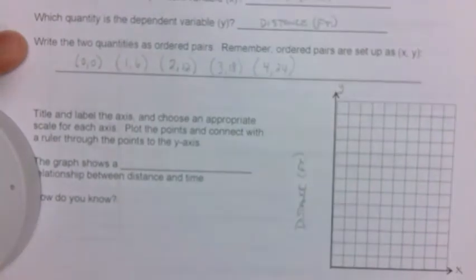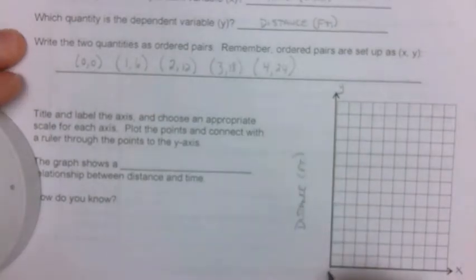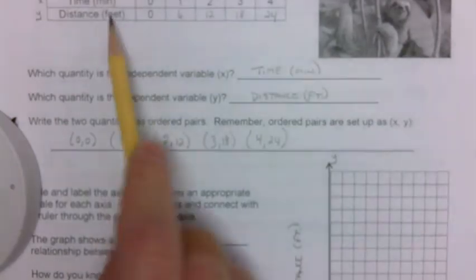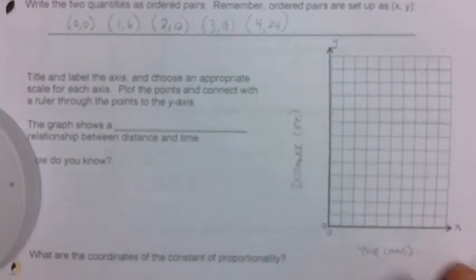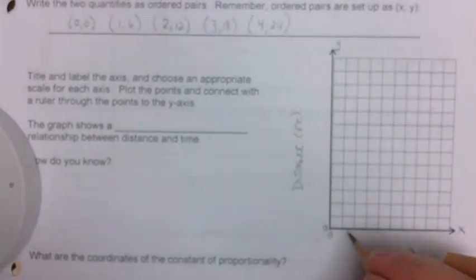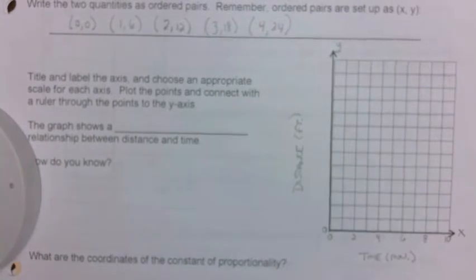Good. Now, we also need to come up with a scale for each axis. Remember, here's the origin, 0 on the x, 0 on the y. If you look up above at your time in minutes, all right, here's your table. The highest time was 4 minutes. So from the origin, we can easily count by 1 to get up to 4 minutes. So there's 1 minute, 2 minutes, 3 minutes, 4 minutes, 5, 6, 7, 8, 9, 10 minutes there.